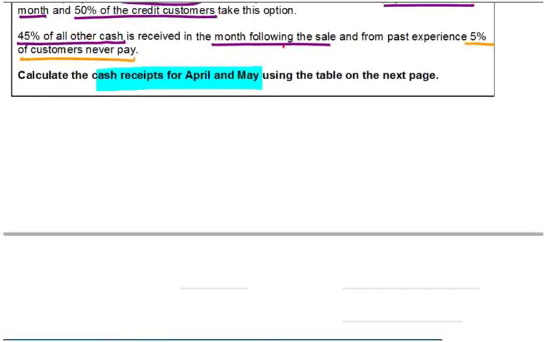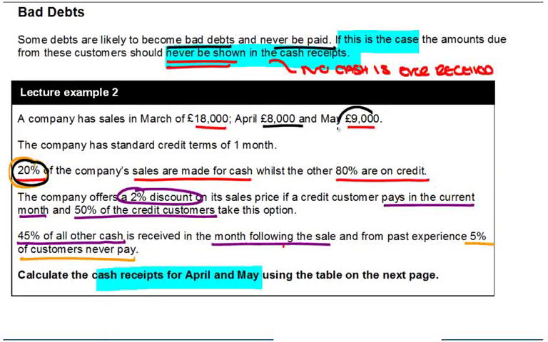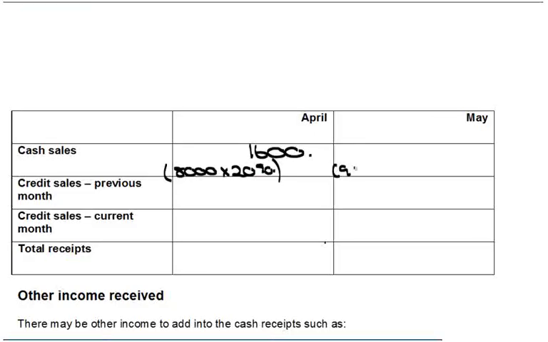For May, same thing, but I need my May sales, so I've got £9,000 worth of sales there. So 9,000 and 20% of those are for cash. So that's going to give me 1,800. All right then, so that's the straightforward part done. Let's go on to talking about our credit sales then. So just the same as we did in the last question. I'm going to deal with the easier bit first without the discount.